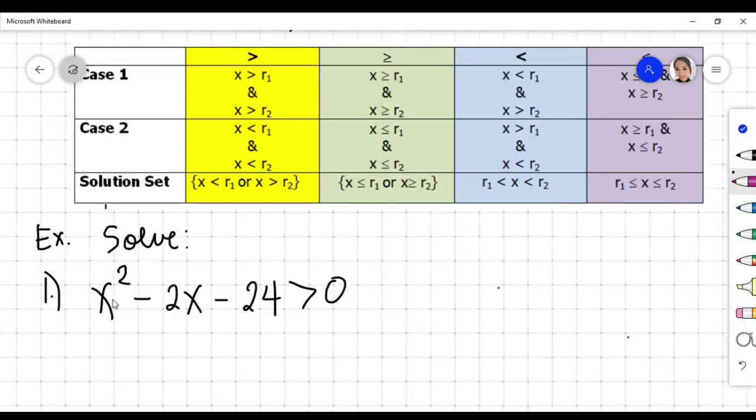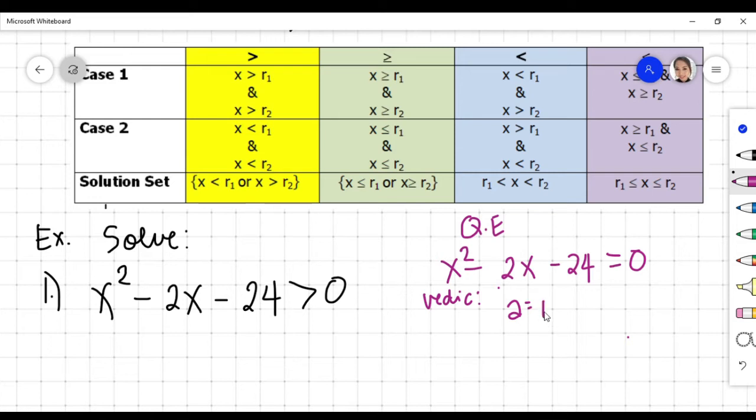So let's solve this quadratic inequality, x squared minus 2x minus 24 greater than 0. Since these quadratic inequalities will be solved using the concept of quadratic equation, we have to write this one into a quadratic equation. So x squared minus 2x minus 24 is equal to 0. This is factorable, so we will apply the Vieta's method in finding the roots. Our A is 1, our B is negative 2, and our C is negative 24.